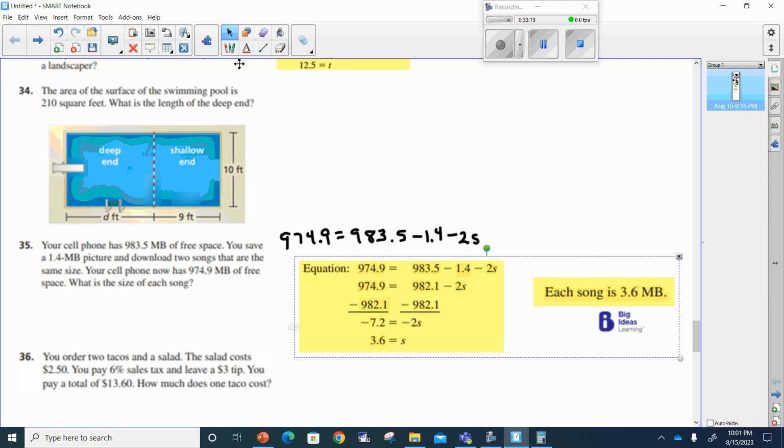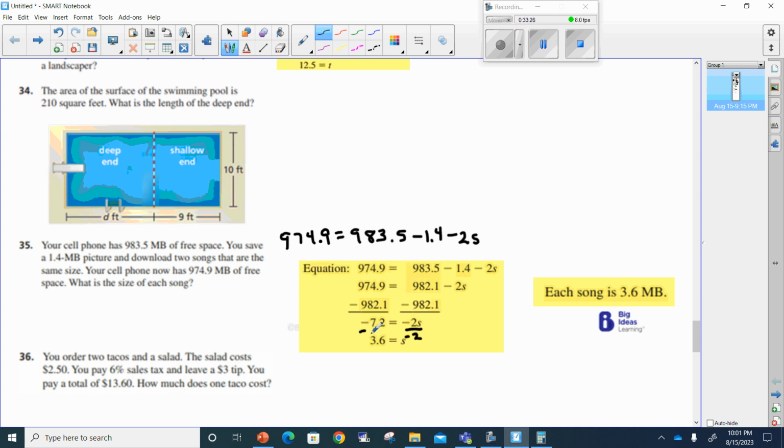When we divide negative 2 away, and they didn't show that step, so I'll show it over here. That means I'll have to divide this side by negative 2. And 7.2 divided by negative 2 gives us 3.6 equals s. So each song is about 3.6 megabytes.